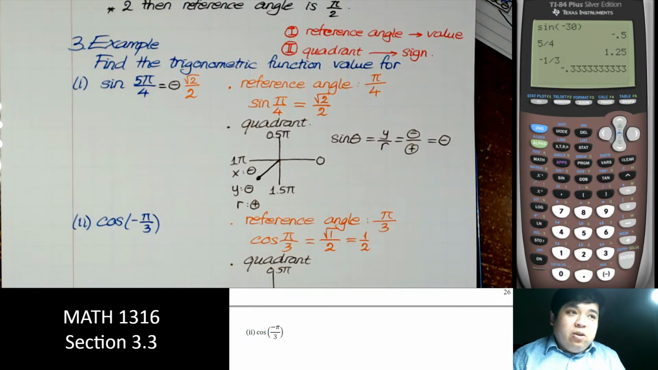snapshot of the reference angle. Just a second. I'm going to send you this later.